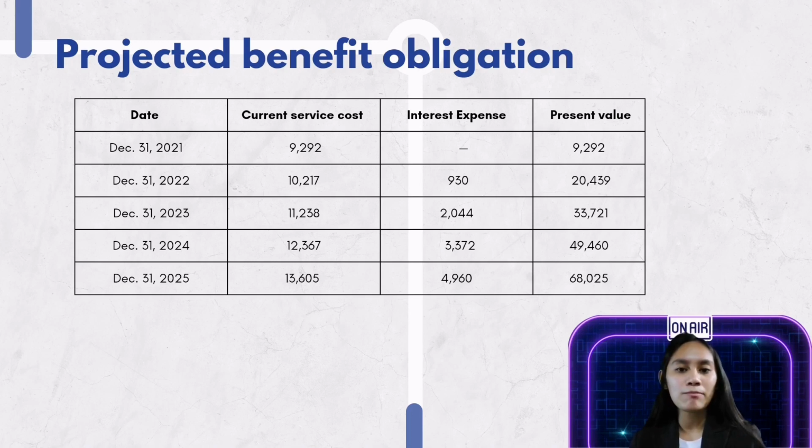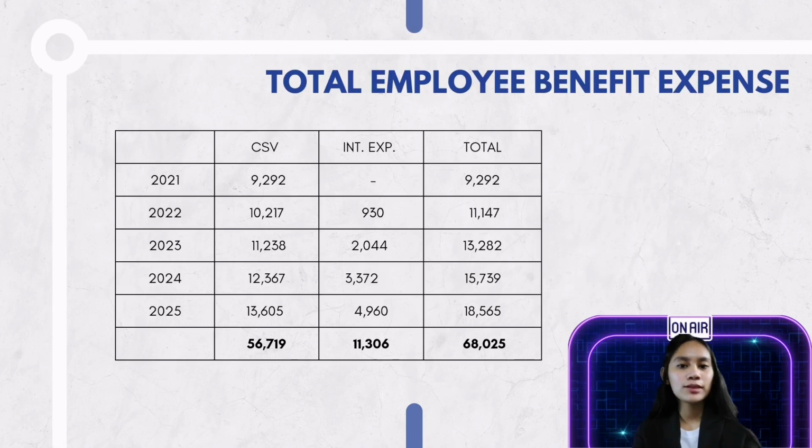And the rest, same process din. For 2025 naman, 10% times 49,460 equals 4,946. But the interest expense for 2025 is 4,960 to make the total add up to 68,025. Total employee benefit expense. To get the total each year, you just have to add the current service cost and the interest expense.